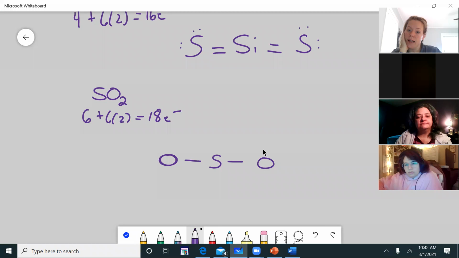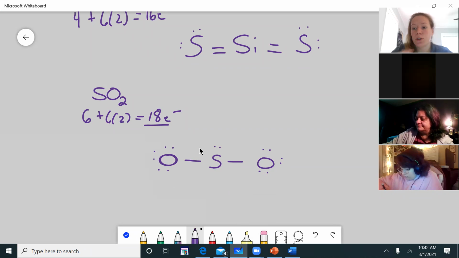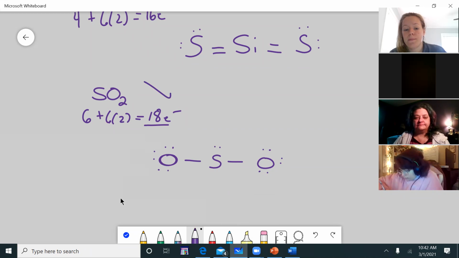So this one still lacks 6, so let's add 6 electrons here. This one also lacks 6, so let's add 6 electrons here. How many electrons are on the board? Right now there's 16 electrons on the board and I need 18. So I need to put 2 more electrons somewhere. Where am I going to put those 2 electrons? I'm going to put them on the sulfur. I wouldn't put them on the oxygens because the oxygens are maxed out. So now we have 18 electrons on the board.